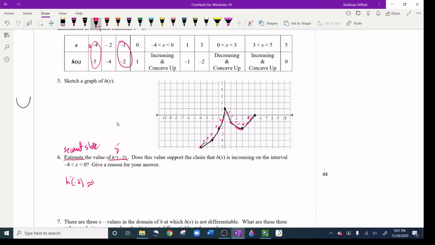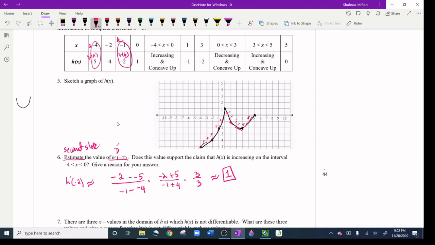This is my A, that's B, that's f of A, and this is f of B. So I got f of B, -2, minus f of A, -5, over B minus A, -1 subtract -4. So this is going to give me -2 plus 5 over -1 plus 4, which is 3 over 3, and approximately my answer is 1. So what is my estimation at h prime of -2? It's 1.